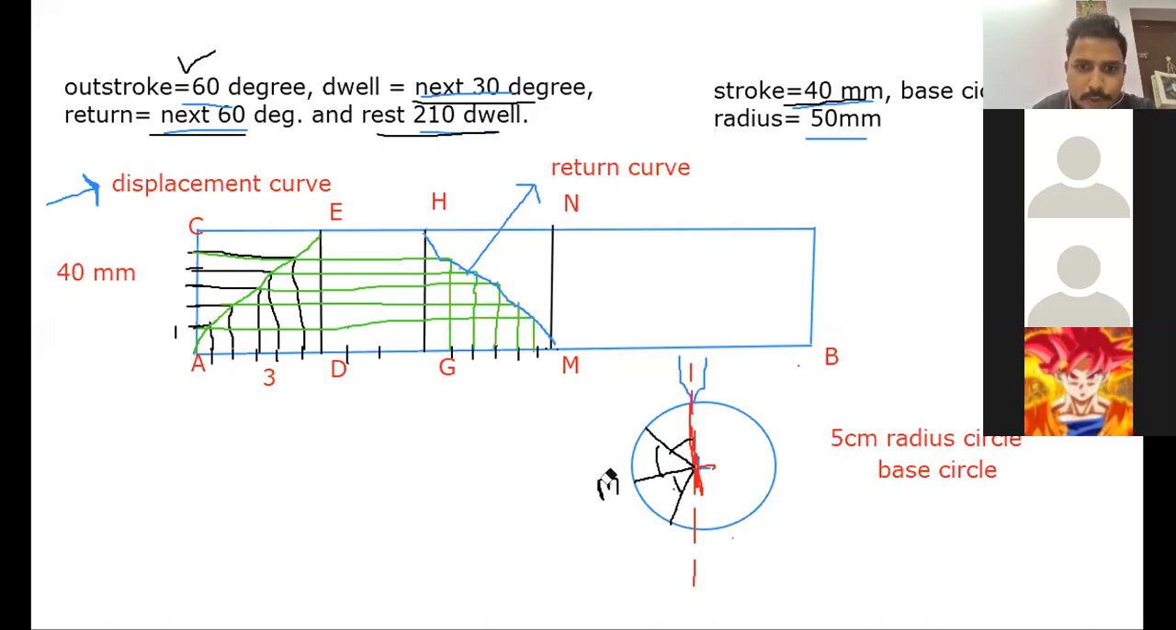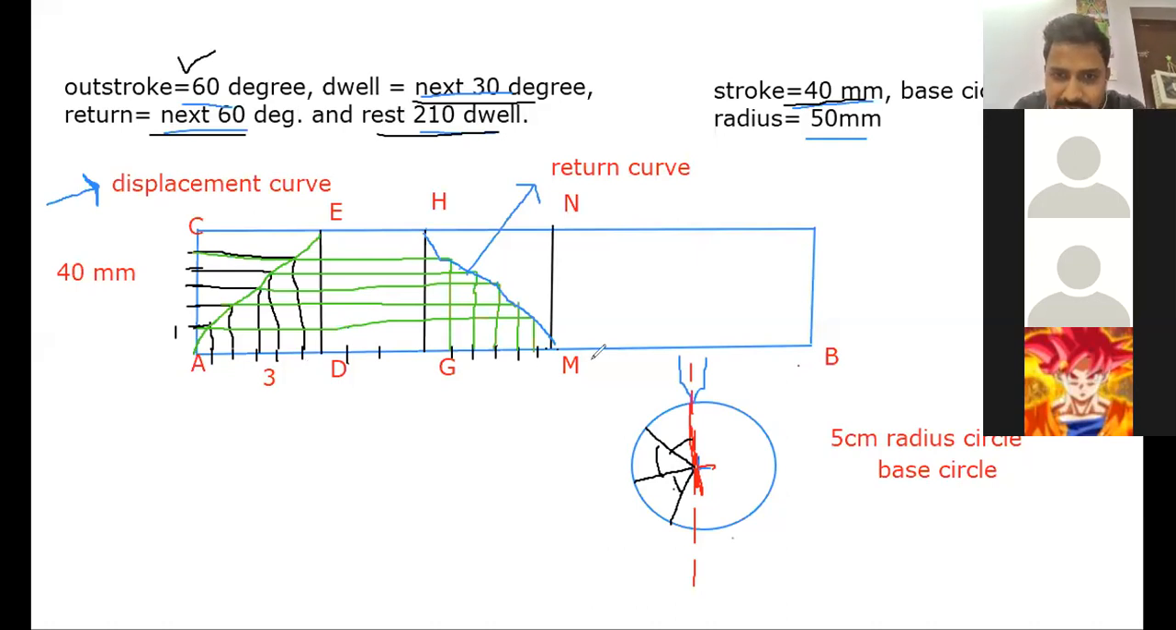Now what you need to do, once we are making this thing, here this angle is 60 degrees. So what you will do, you will mark the points. How many divisions have we done here in the displacement curve? We have done 6 divisions. You can see 6 divisions. So on this arc, 1, 2, 3, 4, 5, 6, total 6 divisions we have done on the AD line, correct?